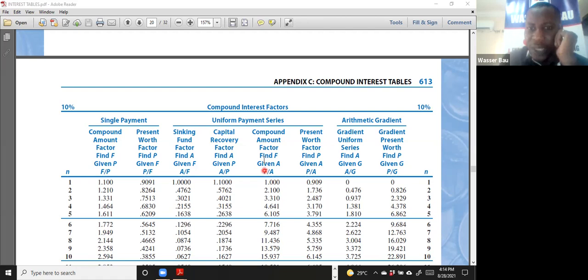So this is given A, find F. Present worth factor means I'm asked to find P, and I'm given the A. Please note the difference. This one is that I'm looking for P, and I'm given F. And this one is I want to find A, and I've been given P. Very, very important, please.